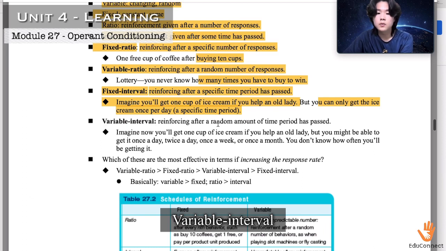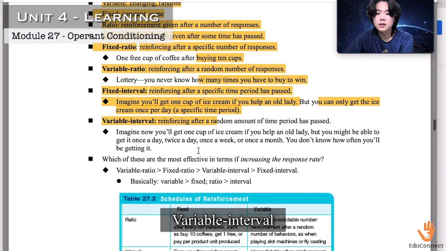And a variable interval occurs when there is a reinforcement after a random amount of time has passed. This is called the variable interval. Imagine now you'll get 1 cup of ice cream if you help an old lady, but you might be able to get it once a day, twice a day, once a week, or once a month. You don't know how often you'll be getting it.